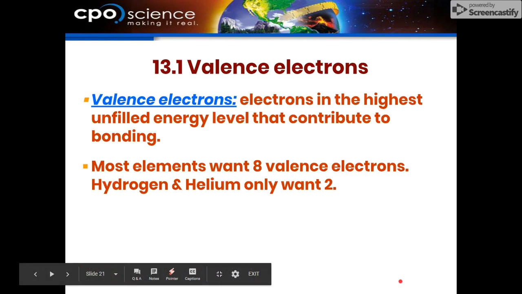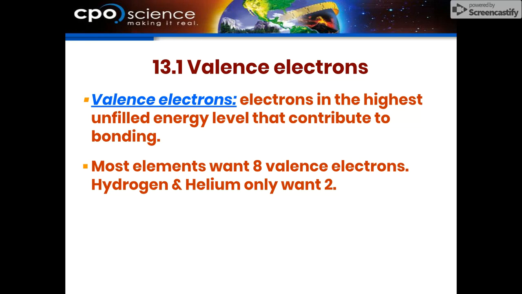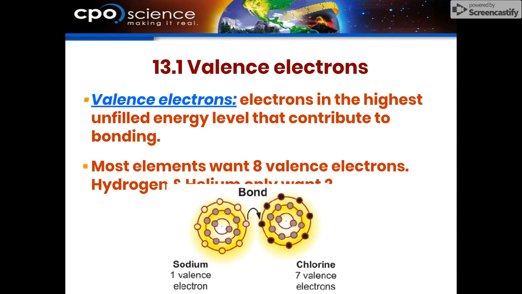Okay, so now we're getting into what we call valence electrons, which are the electrons in the highest unfilled energy level that contribute to bonding. Most elements want to have 8 of these valence electrons, and I have some pictures here. We're going to show you what these valence electrons are. Don't worry. Most elements want to have 8. Hydrogen and helium, they only want to have 2 valence electrons.